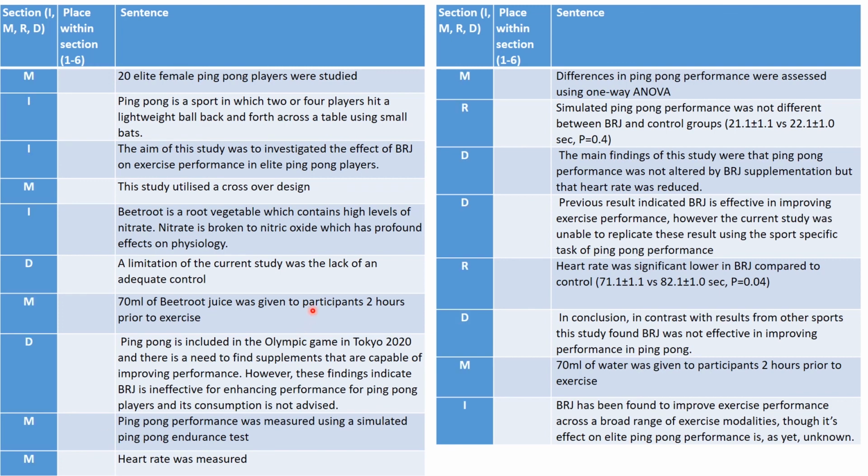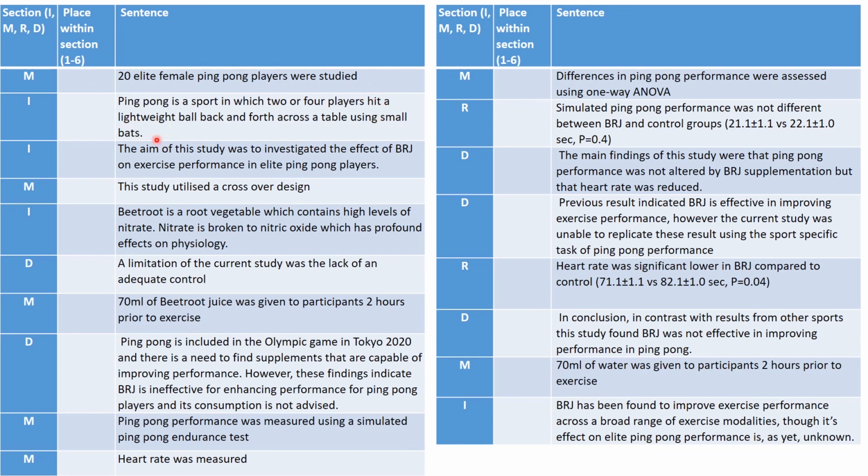Right, now these are the answers. I won't go through all of them, but I'll give a few examples, particularly the ones that people were getting wrong in the seminar session. So, 20 elite female ping pong players were studied. Well, that's a methods sentence because that's talking about our study. It's very specific. It's talking in the past tense, all things that you would expect in a methods section.